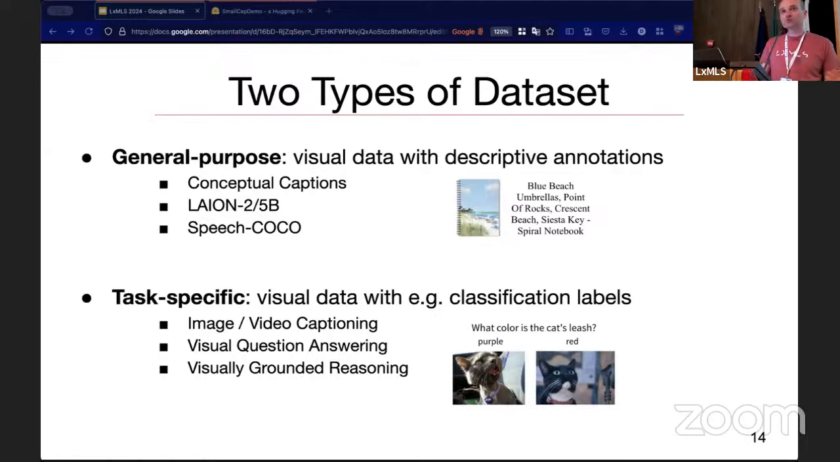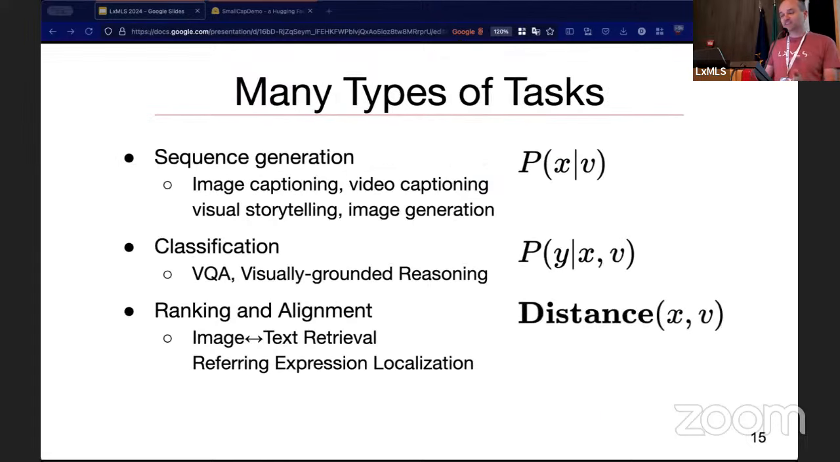On the other hand, you have more task-specific datasets where the visual data is associated maybe with classification labels for image or video captioning or question answering. And there are many different types of tasks that you can work on within vision and language learning. I've tried to create a taxonomy by myself last night. So I think that there's three main types of problems people are interested in.